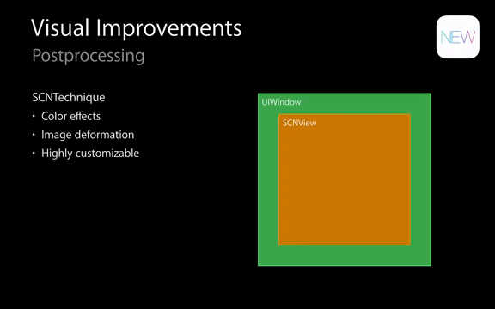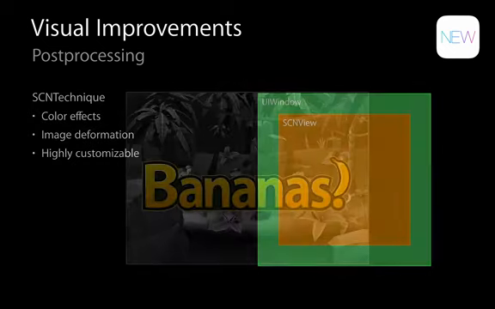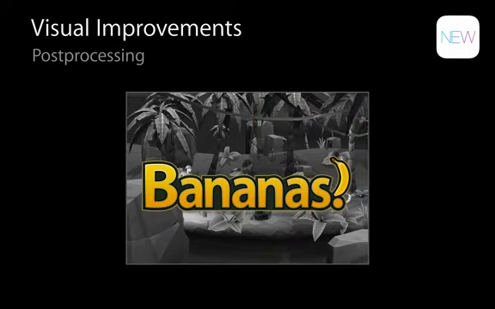Next, we have some visual post-processing. We use the Core Image technique, which is new this year, and that lets us achieve color effects and image deformation. We use that in Bananas when we launch the game to have this nice grayscale effect.